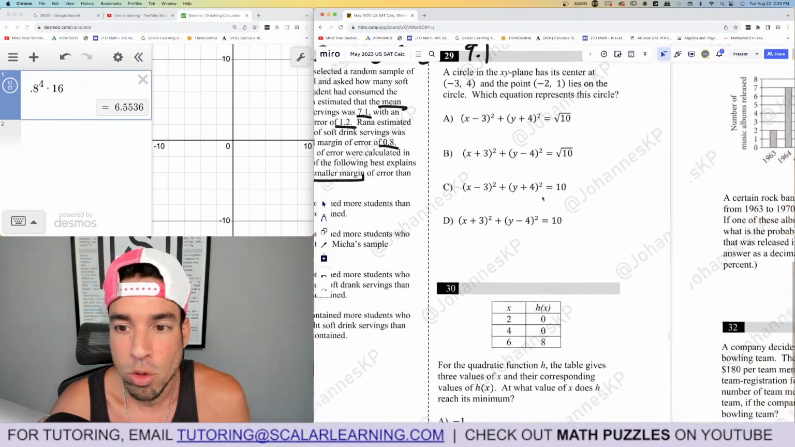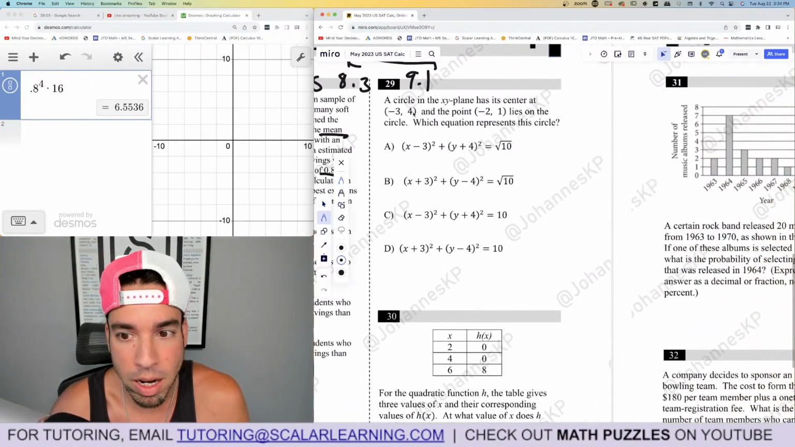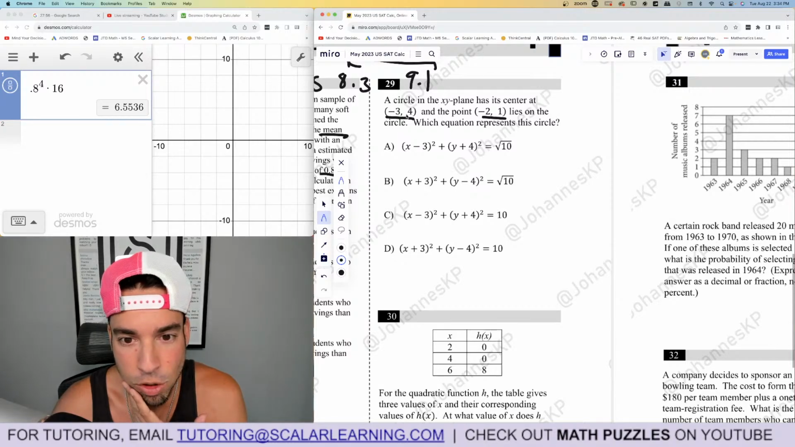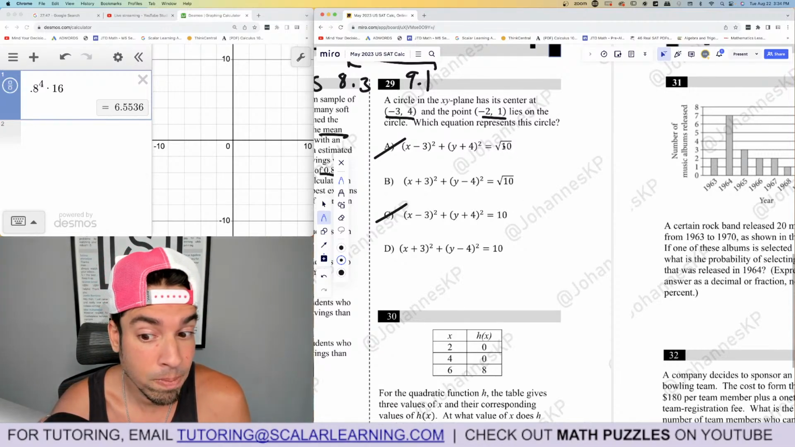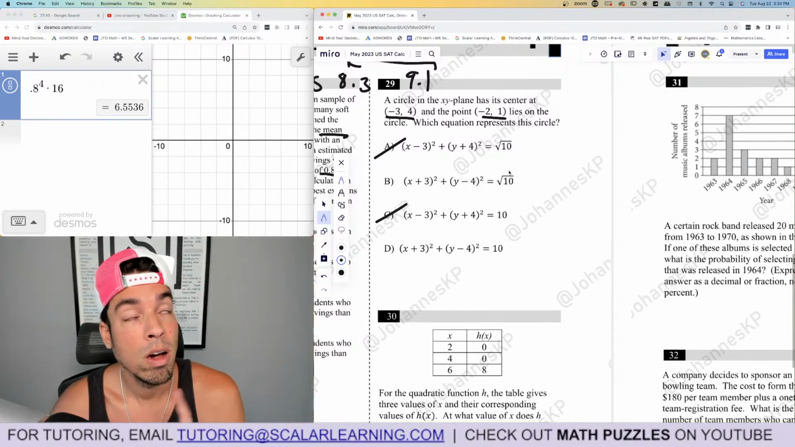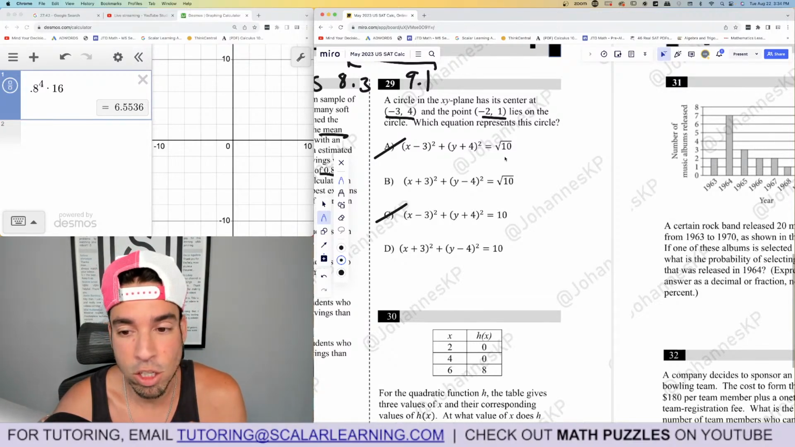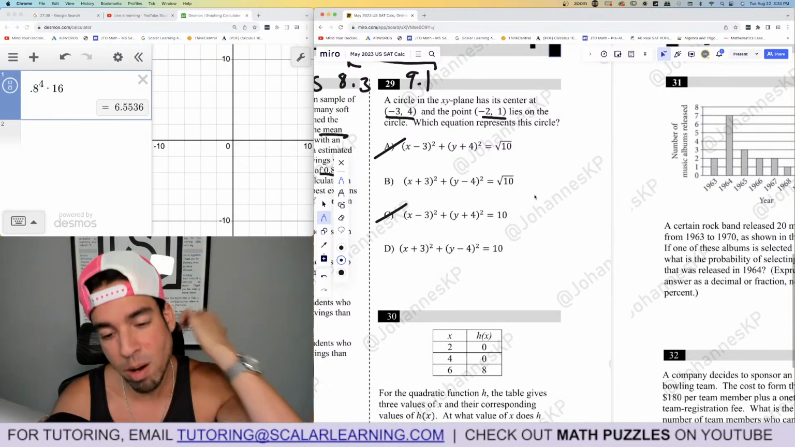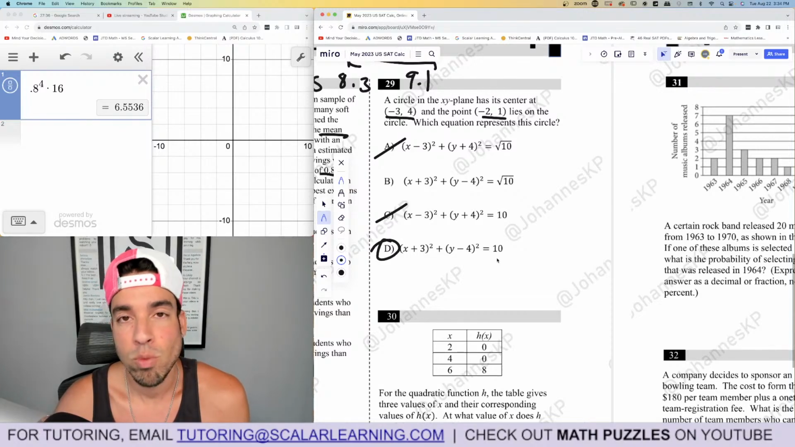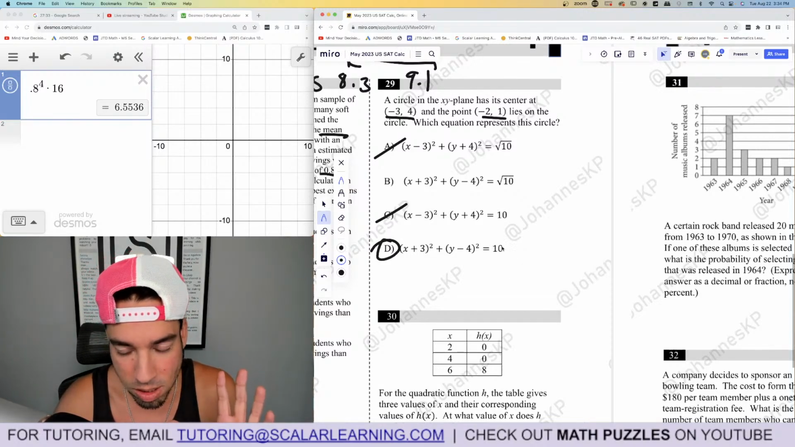All right, 29. A circle in the XY plane has its center at -3, 4 and a point here. First of all, if the center is at -3, 4, it should be (x + 3) and (y - 4). Then we need to know: is the radius the square root of 10? I'm sorry, this is supposed to be the radius squared. It's probably D. The radius is probably the square root of 10, because this is supposed to be the radius squared.